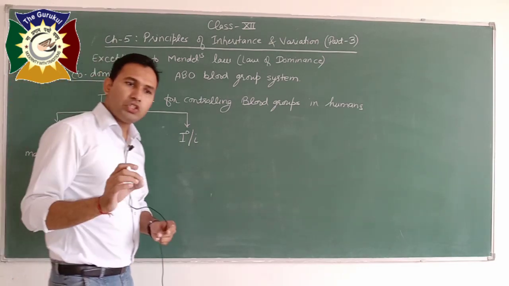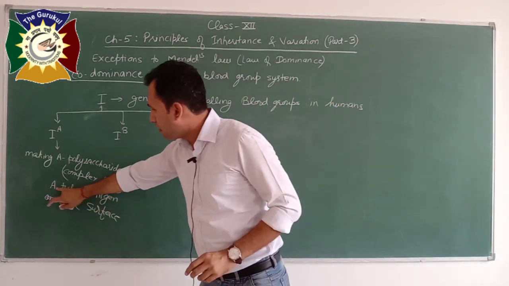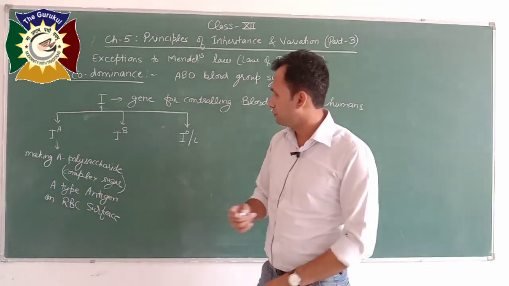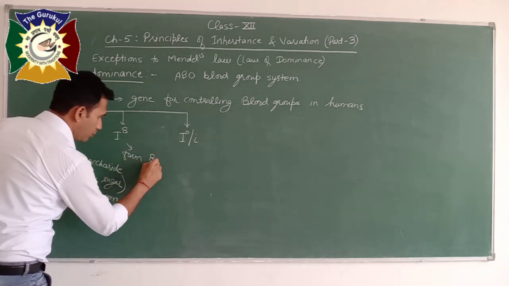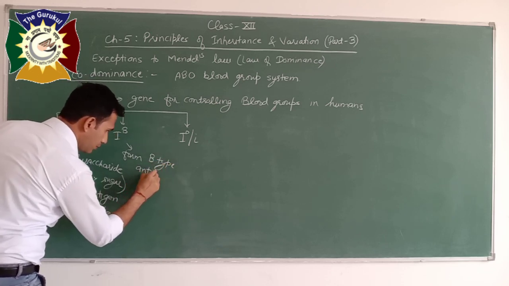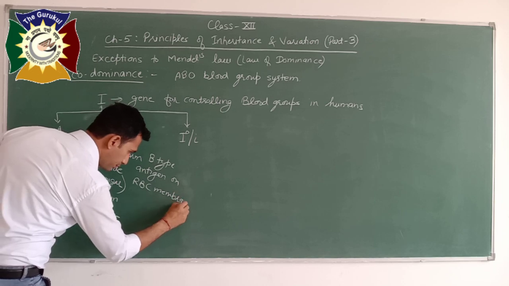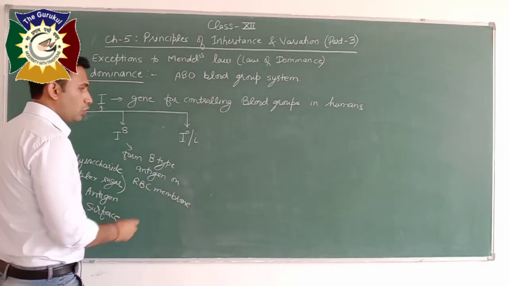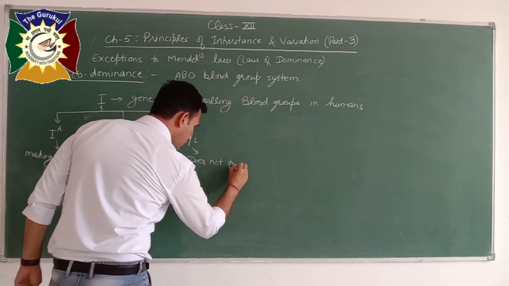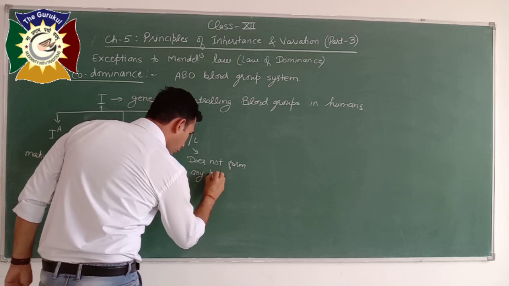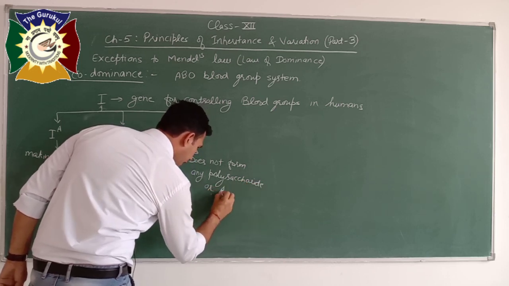So if IA is the allele, then on the surface of the RBC membrane it will form A type antigen or A type polysaccharide. Same with IB, it will form B type antigen on the RBC membrane or surface, while I naught or small i does not form any polysaccharide or antigen.